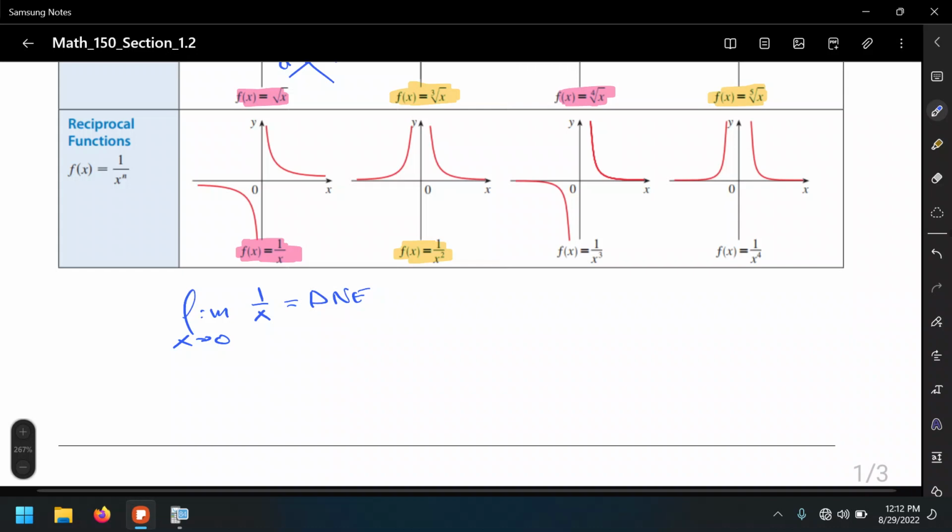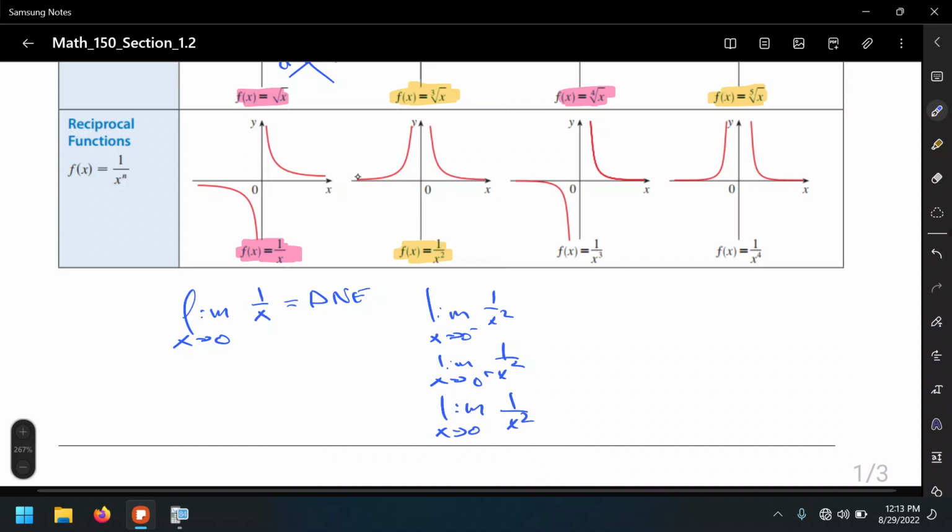This won't be the case for the even power in the exponent, because of the limit of 1 over x squared as x approaches 0 from the left, x approaches 0 from the right, and the limit as x approaches 0, plain vanilla 0, not left, not right.